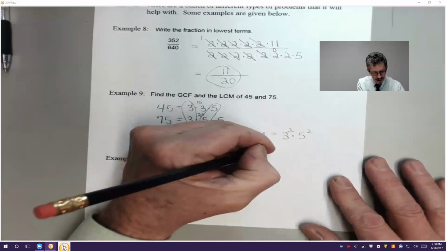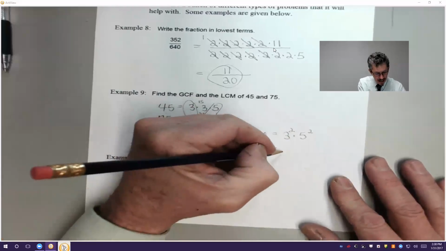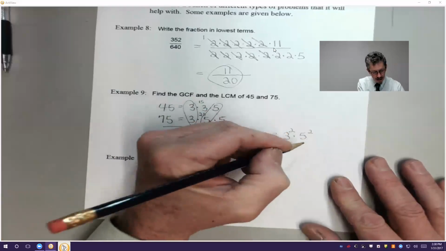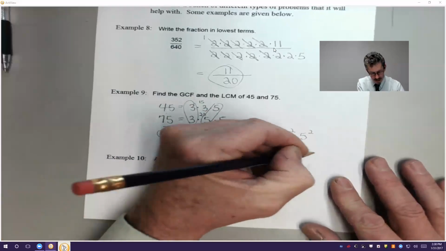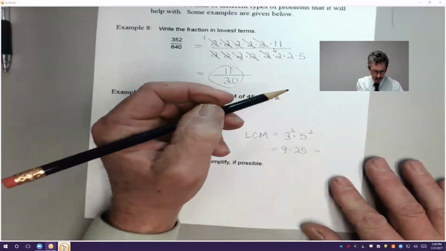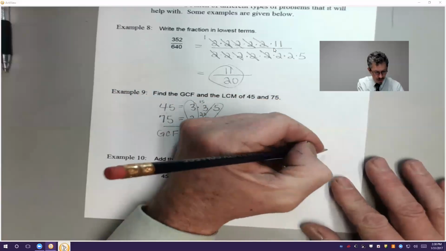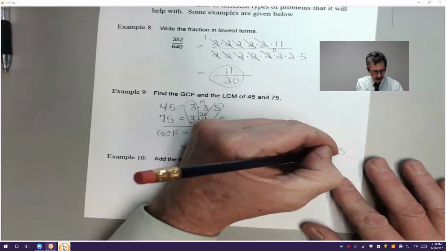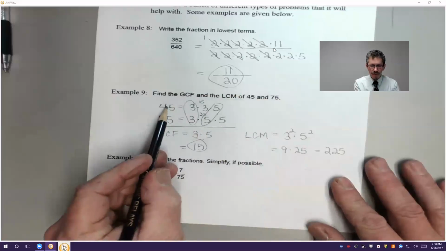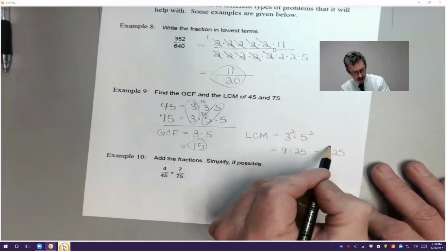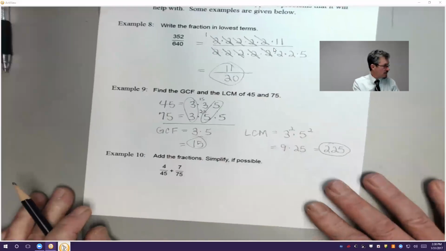Now we'll multiply this out. 3 squared is 9. 5 squared is 25. And so we end up with 9 times 25, which is 225. The least common multiple of 45 and 75 would be 225. Okay?